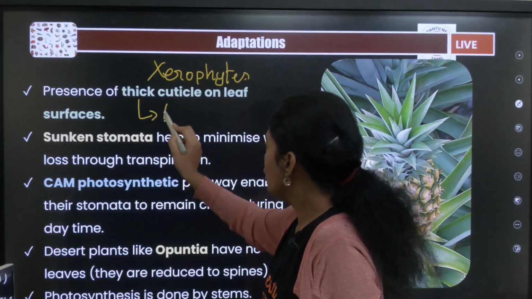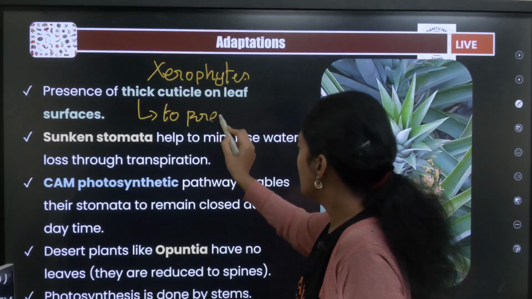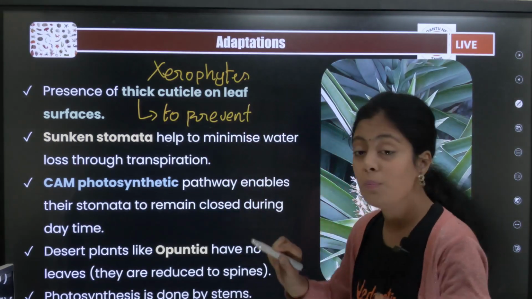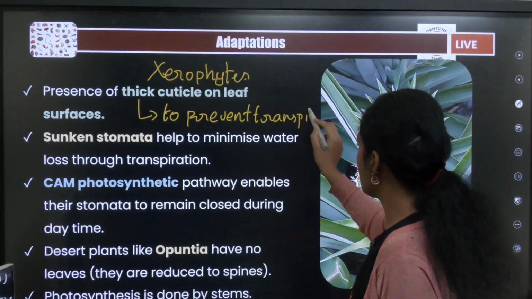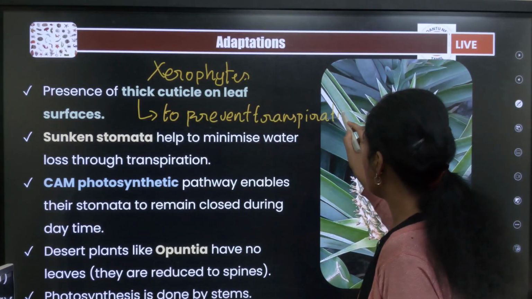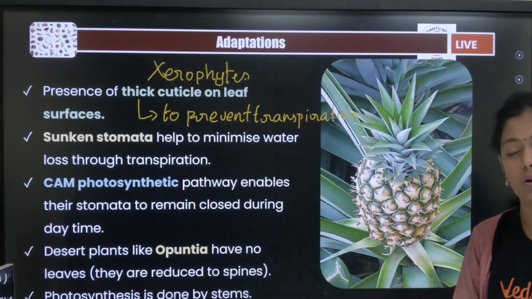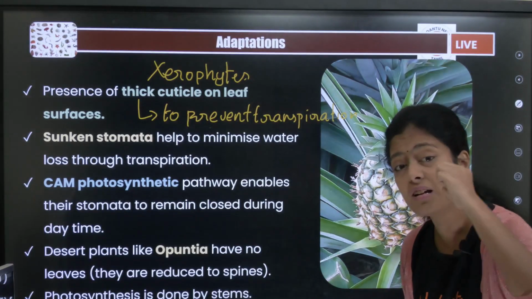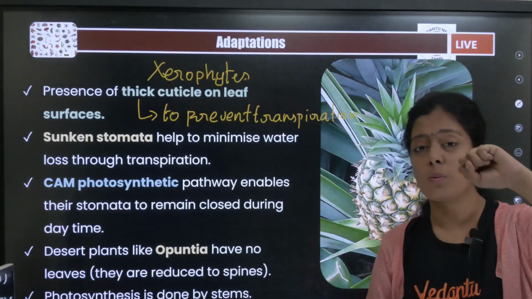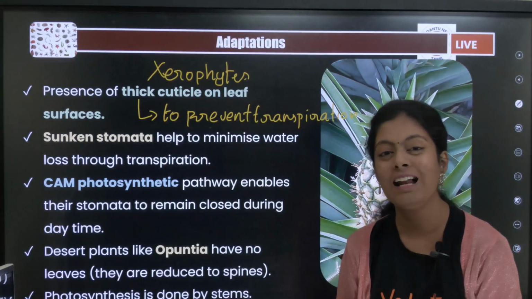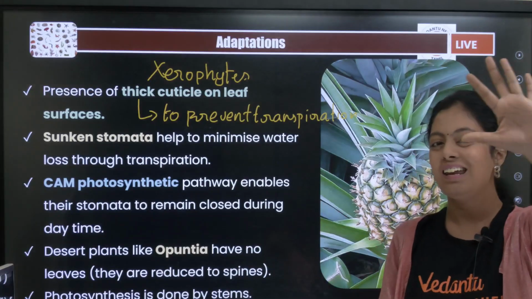Can anyone tell? To prevent transpiration, or to minimize transpiration, we can say. To reduce my transpiration, I have this very, very important adaptation. Okay, and they have sunken stomata. The stomata will be shrunken, and sunken stomata help in minimizing transpiration.